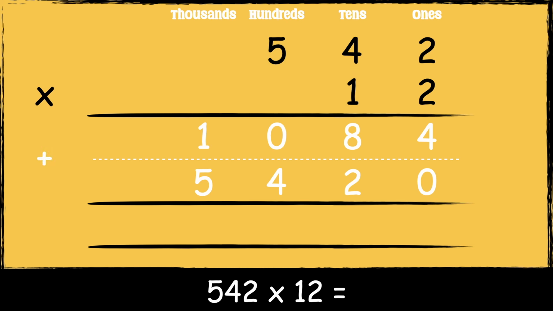The next step is to add the 2 answers together. So 4 add 0 is 4. 8 add 2 is 10. We can drop the 1 in the hundreds column, as it represents 100. 0 add 4 add 1 is 5. And finally, 1 add 5 is 6. So the answer is 6,504.